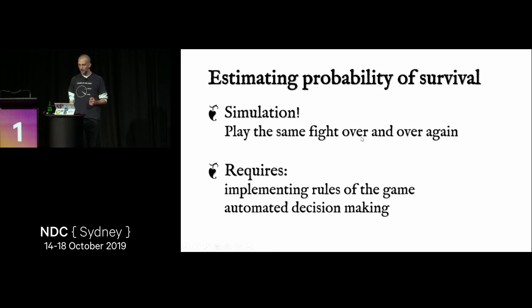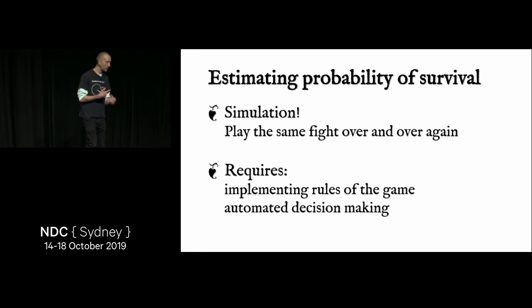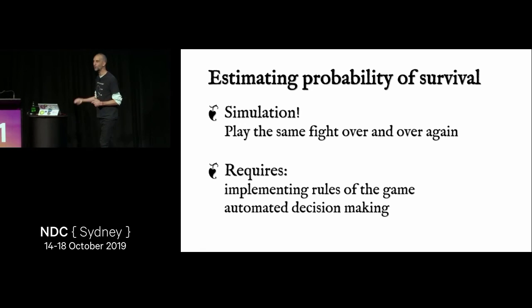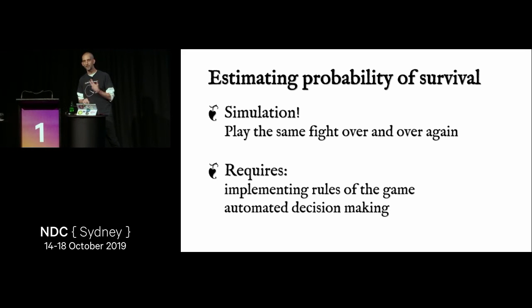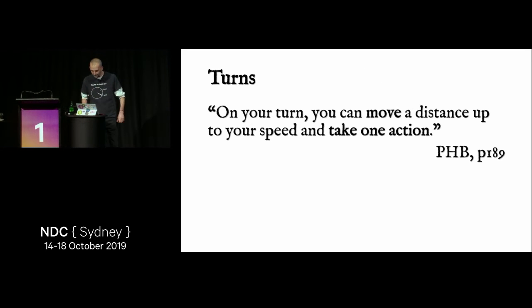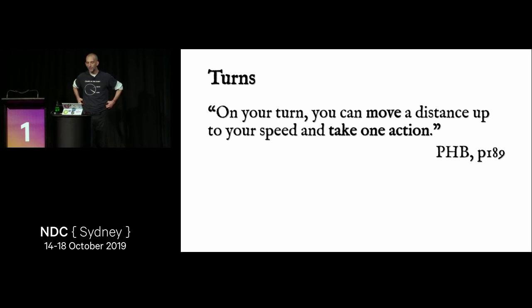And to make the simulation work, the problem I have is that I need to have all the rules, because the simulation needs to use the rules, and so I need to implement all the rules of the game, and I need to also implement automated decision making. Because if I want the system to play 1 million times, I don't want to play 1 million fights by myself. I want the computer to do that. So I need the goblins to play, I need the wizard to play, and so on and so forth. So let's look a bit at what it means to be in combat.